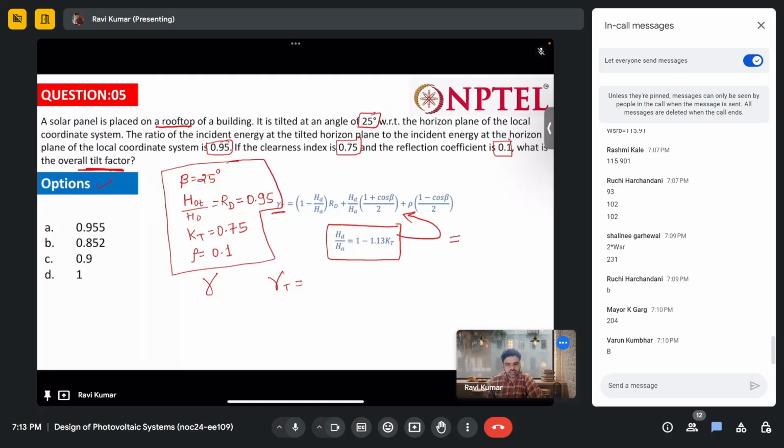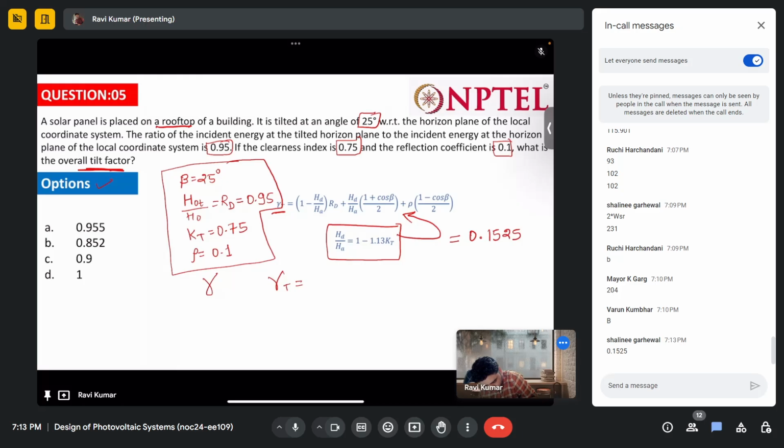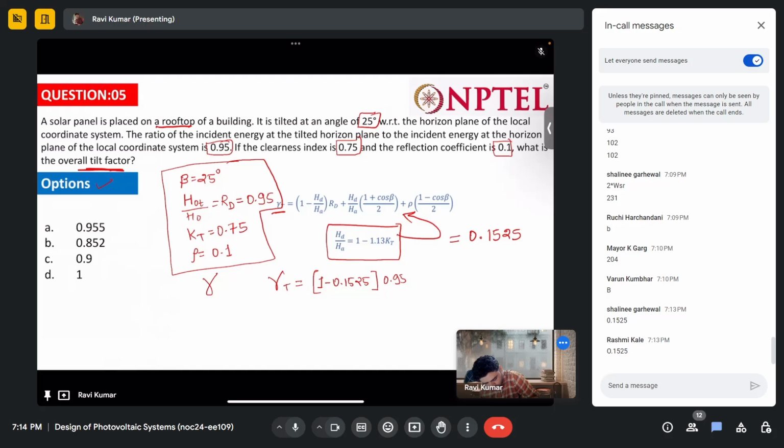KT is given, just multiply 1.13 into 0.75 and subtract it from 1. Okay, I am just relying on your answer, 0.1525. Be careful while doing the calculation. Now omega t will be 1 minus 0.525 into, what is RD? 0.95. Then plus HD by HA, which is 0.1525, into (1 plus cos 25) divided by 2, plus rho, which is 0.1, into (1 minus cos 25) divided by 2.